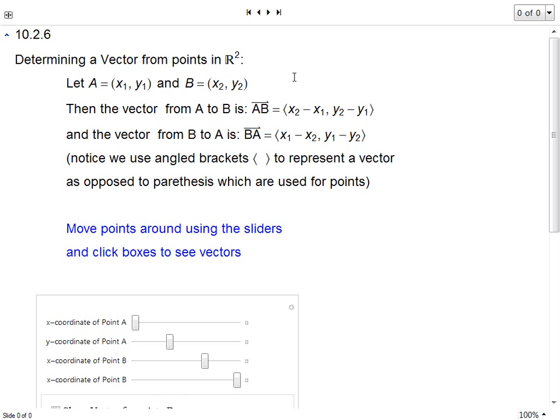If you want to go the other direction, from B to A, look at the way we notate it. It's important here. A to B was that with the little arrow on it. B to A is B first, then A, and then the arrow. And that's the opposite. It's the x1 minus the x2, and then the y1 minus y2.